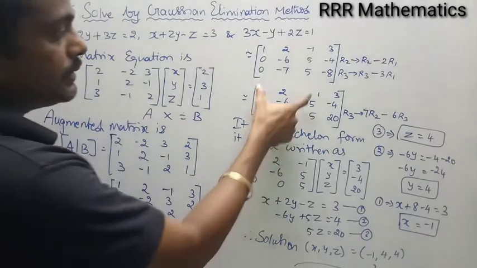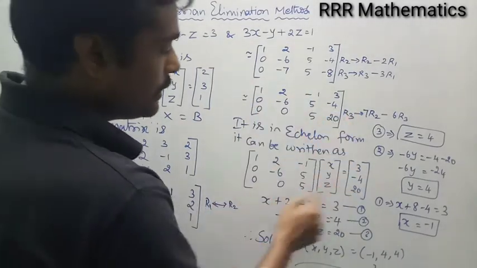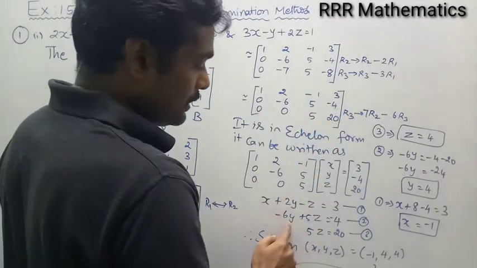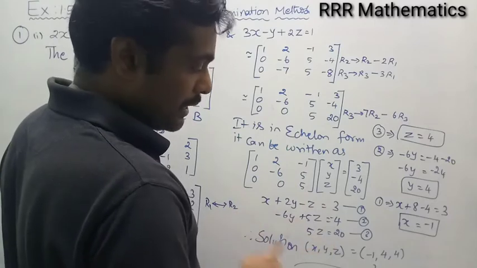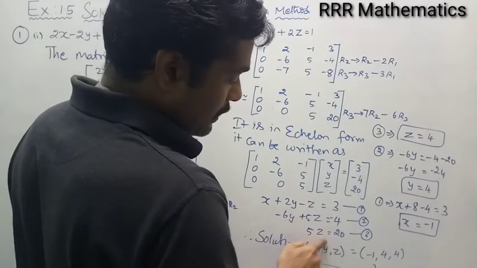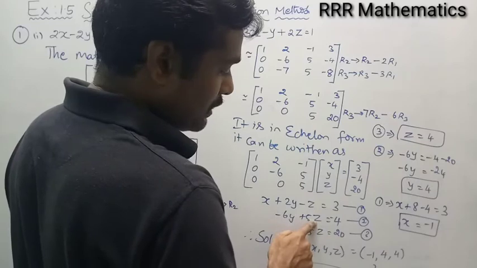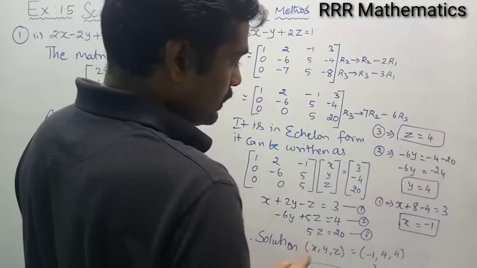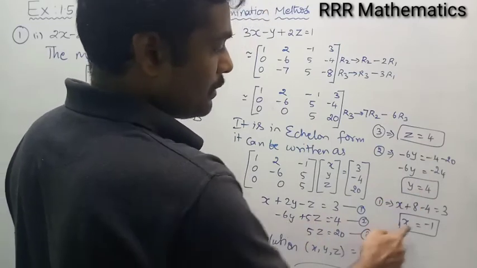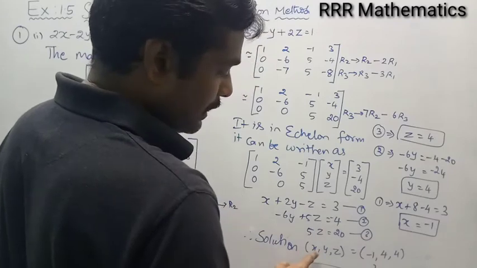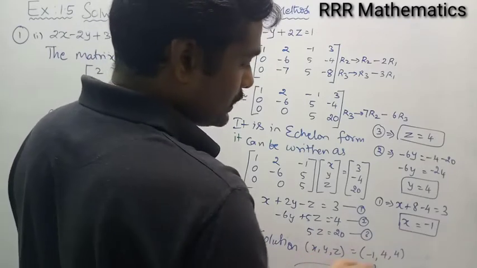Ax equal to B. This is A, x equal to B. Multiply, you will get x, y, z if it is in echelon form. So when you divide by 5 here, you will get the z value as 4. Substitute the z value here, you will get y as 4. Substitute the y value and z value in equation 1, you will get the x value. So in this case, the value of x is minus 1, y is 4, z is 4.